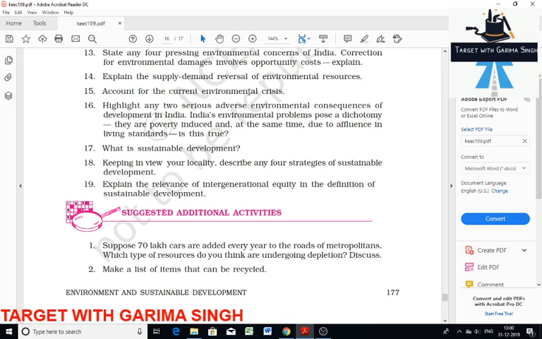Next, account for the current environmental crisis. The current environmental crisis is due to land degradation, biodiversity loss, air pollution, and management of freshwater and solid waste. Next is, highlight any two serious adverse environmental consequences of development in India. India's environmental problems pose a dichotomy.